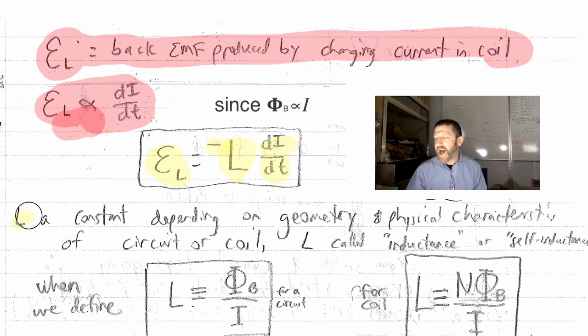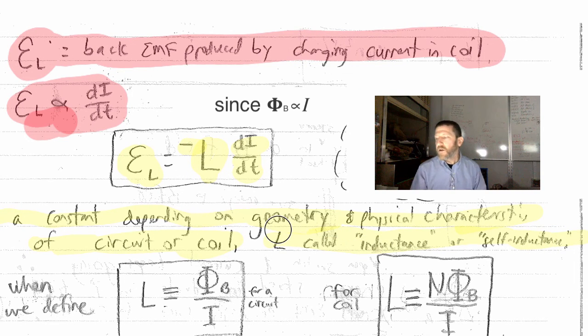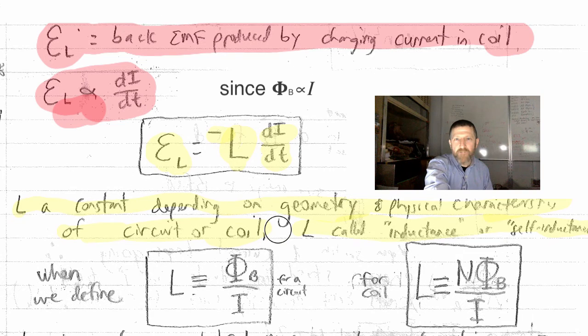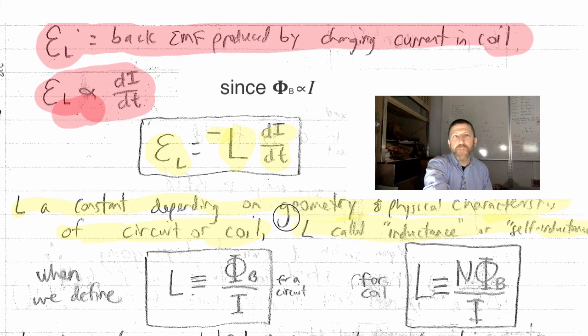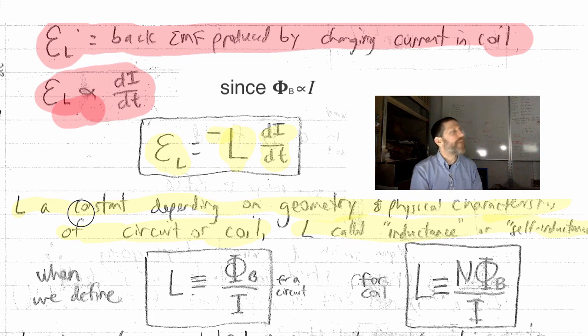But L is a constant which depends on the geometry and physical characteristics of a circuit or a coil. It's called inductance, also called self-inductance as well. And what does this remind you of? Something that depends on geometry and physical characteristics. Capacitance. And you'll see that it is a very awesome counterpart to capacitance. It also stores energy, but in a different way. And when you charge an inductor, so-called, it also has a time constant, as we will soon see.